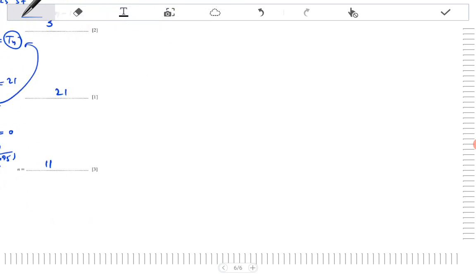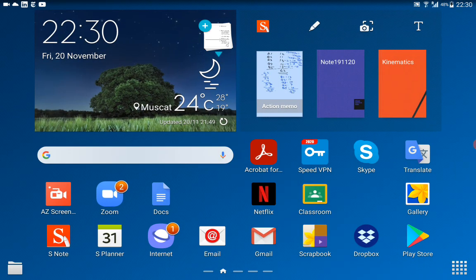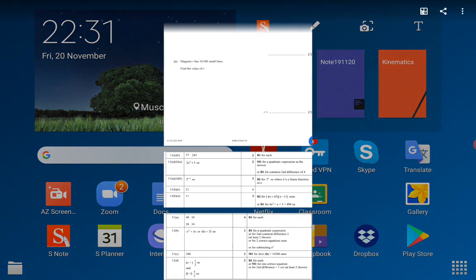It's done. And I should check whether my answers are coming correct or not. I already have the answers copied here. These are the answers.